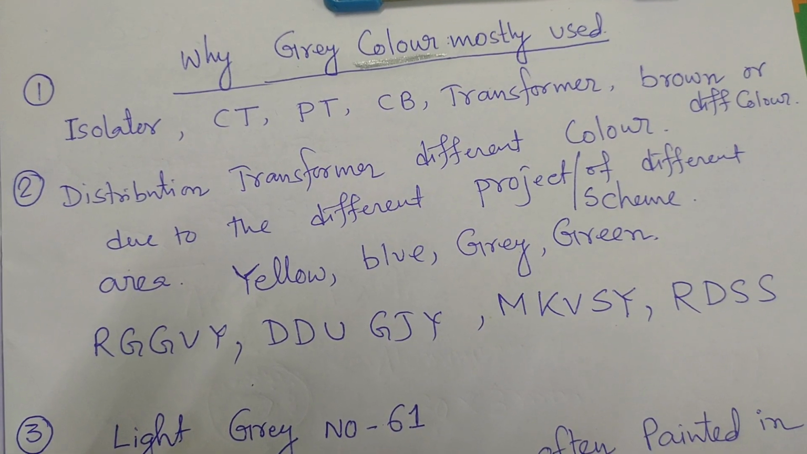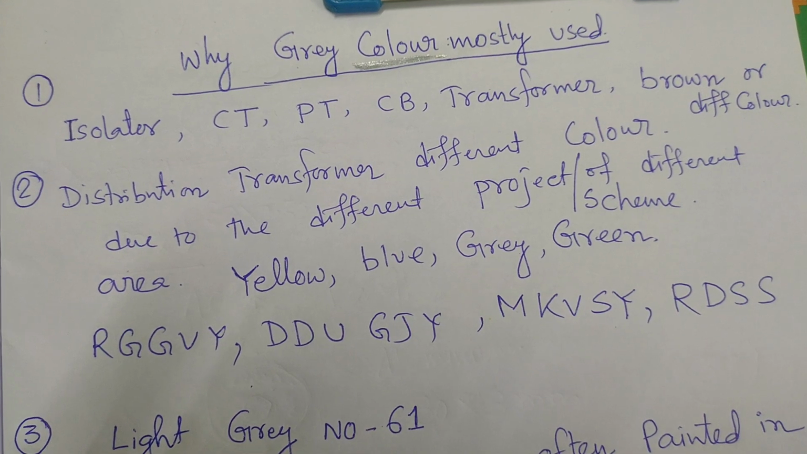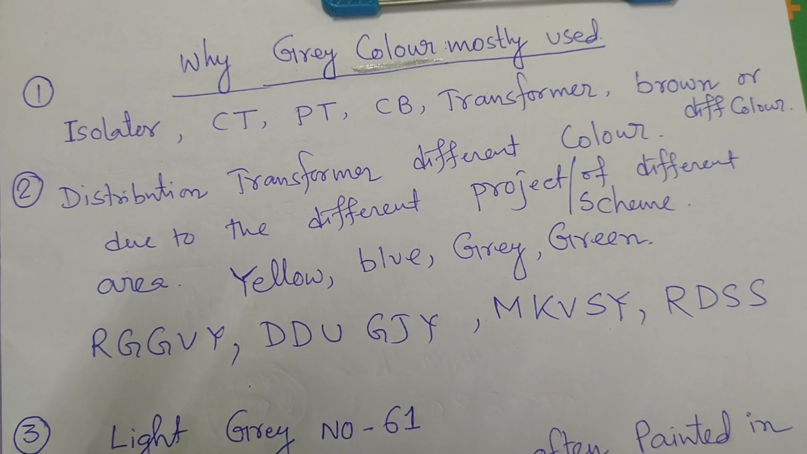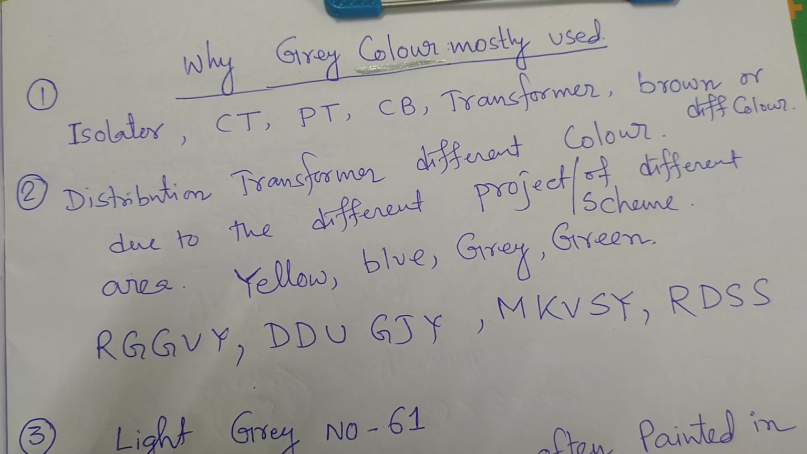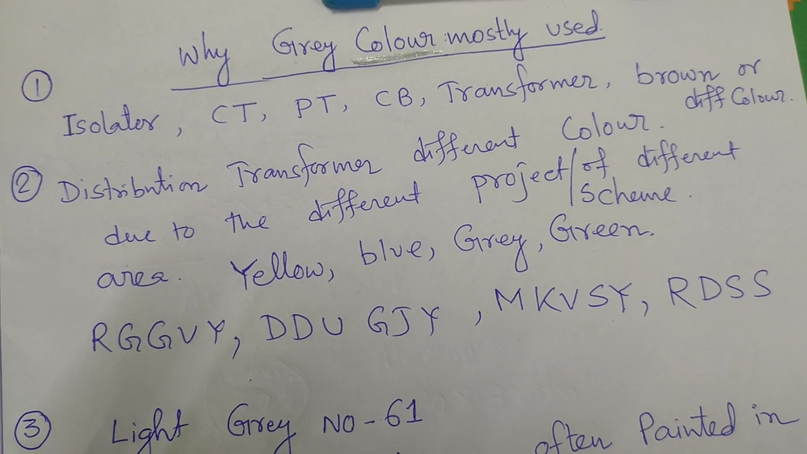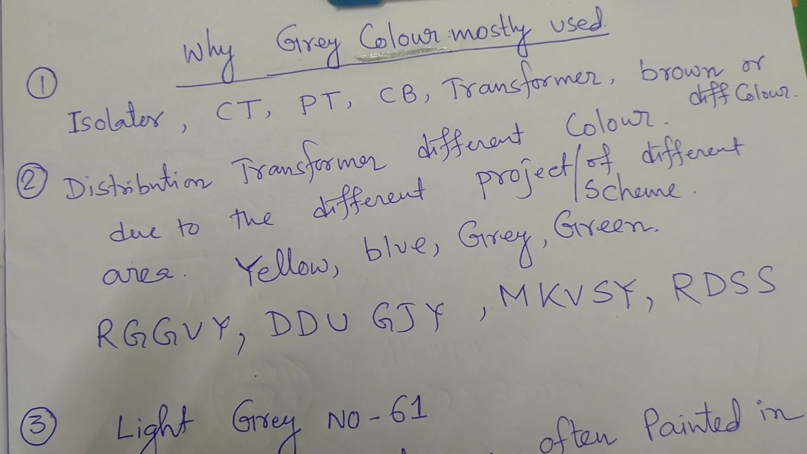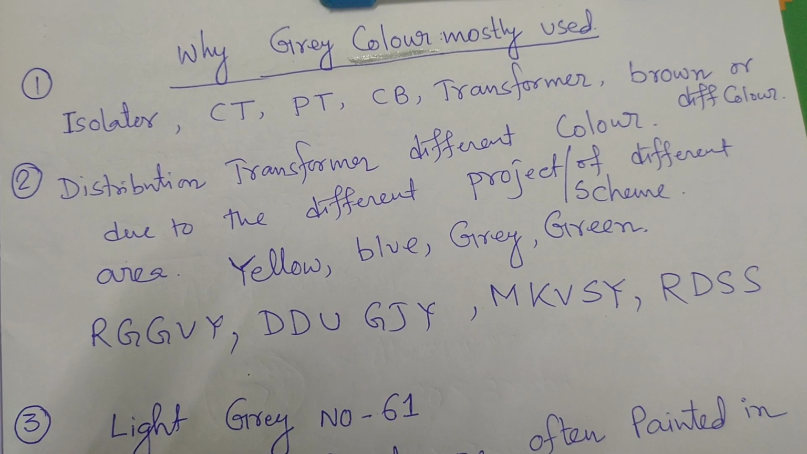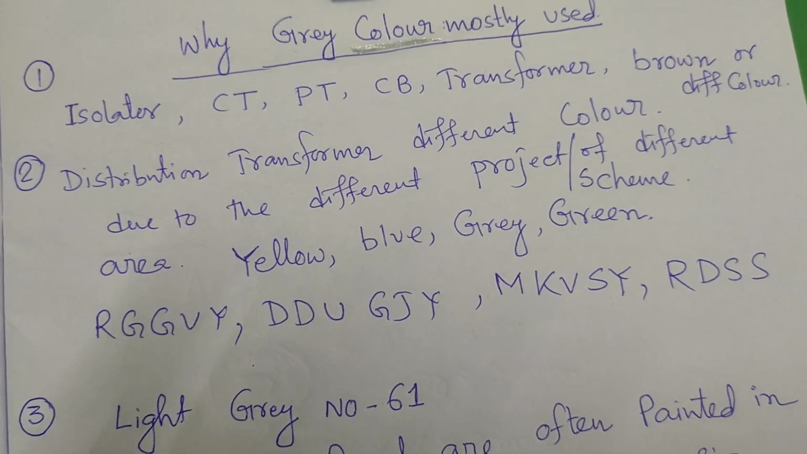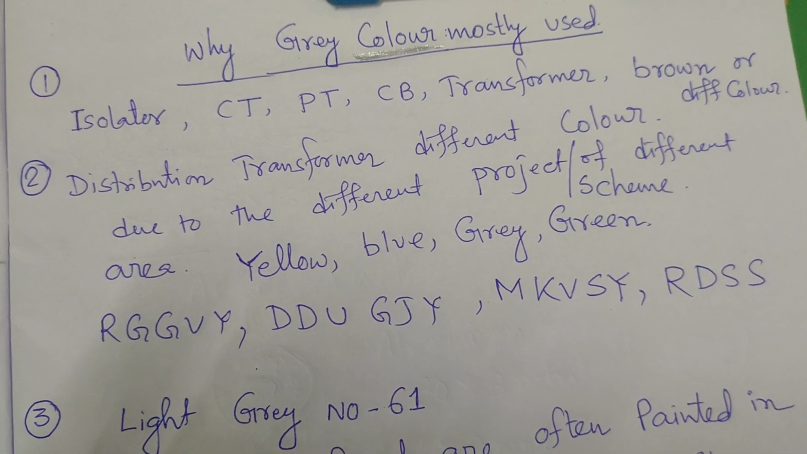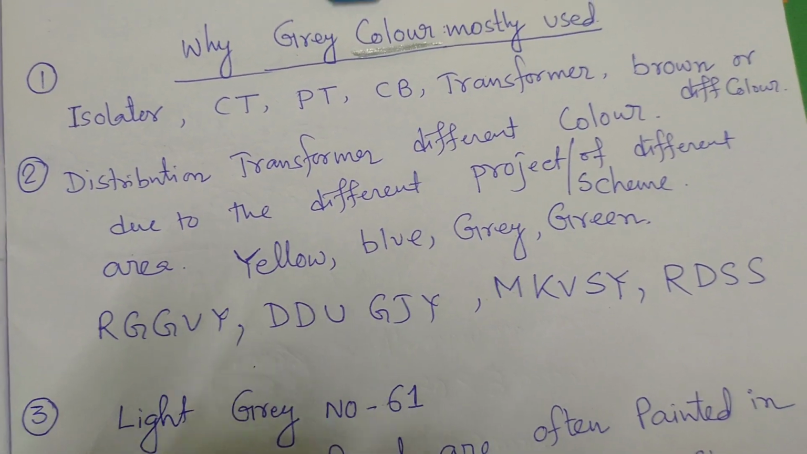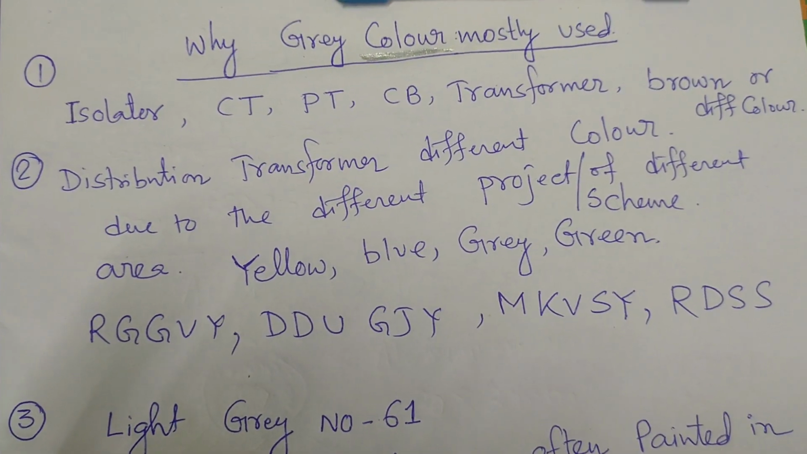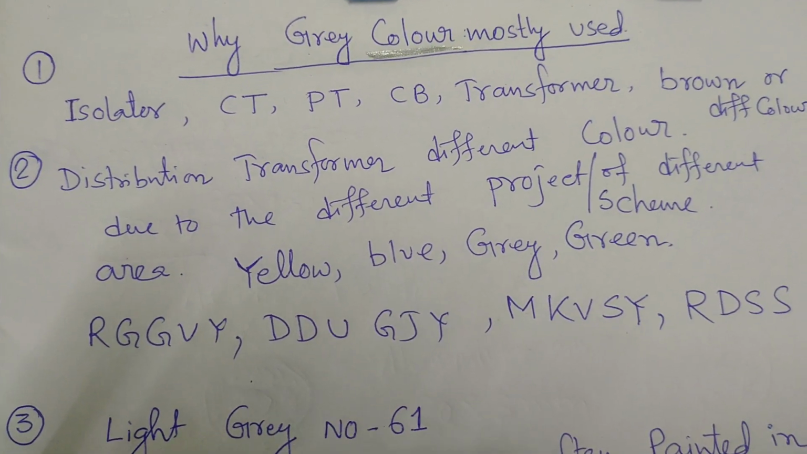The gray color has been painted on the isolator box, CT box, CT, PT, circuit breaker, transformers, all the equipment installed at the substations, reactor and capacitor bank, and the different panels, control and relay panels, battery chargers, battery communication panels, all the related panels installed in the substations are gray in color. What is the main root cause?